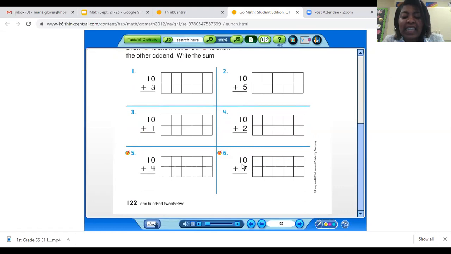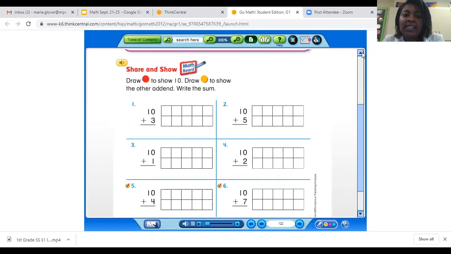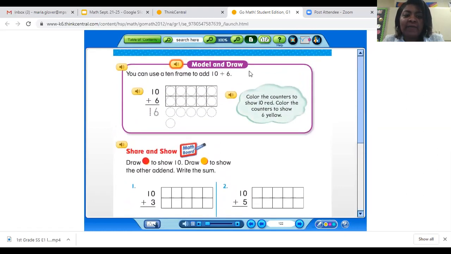Number right here is 10. So make sure that you put a circle in each window. And how many outside of your window? 7. So 1, 2, 3, 4, 5, 6, 7, 8, 9, 10, 11, 12, 13, 14, 15, 16, 17. Okay? So look at our example again. 10 were in the window and 6 were out of the window.